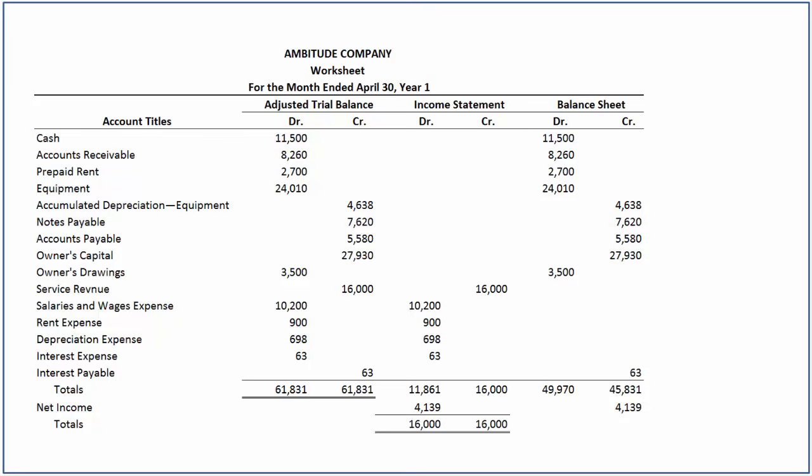By adding the net income, we notice that total debits equal total credits. It indicates that assets equal the sum of liabilities and owner's equity.